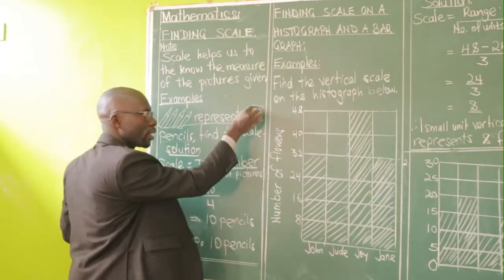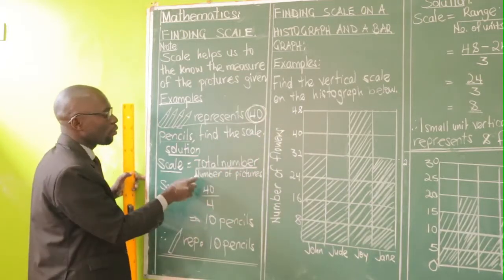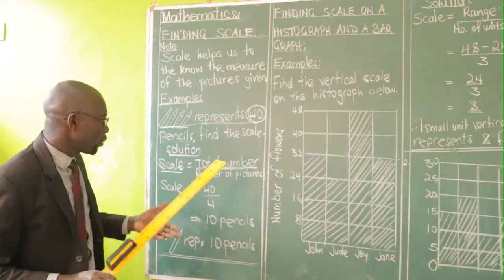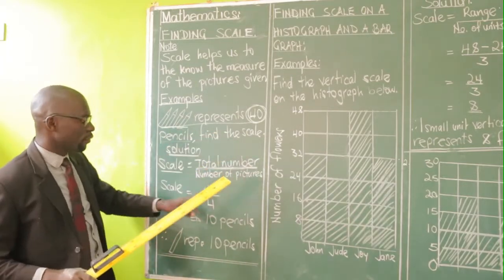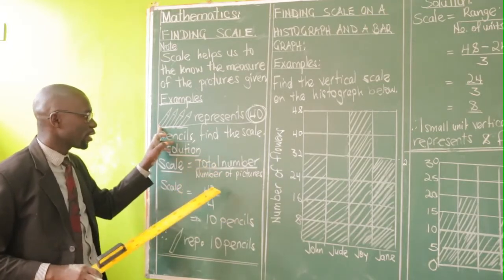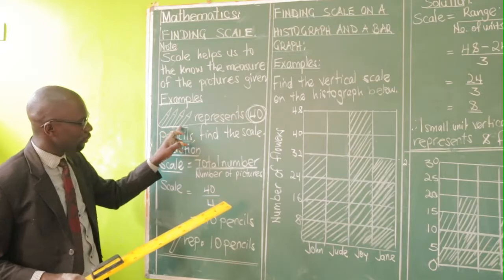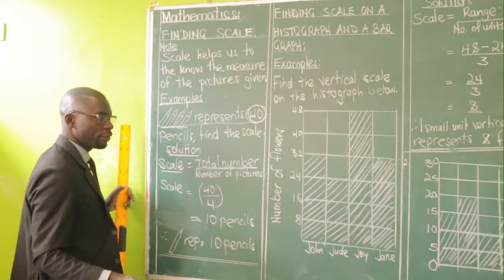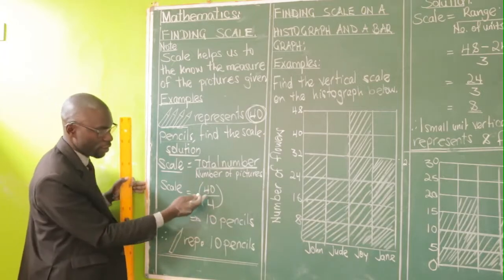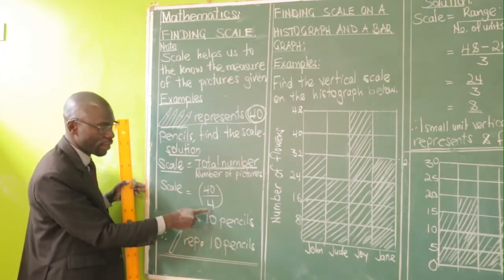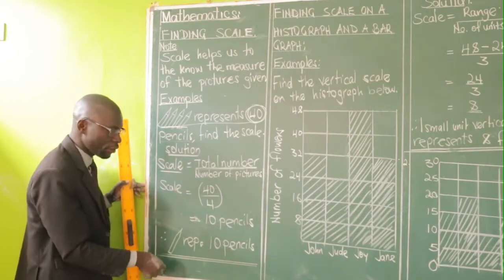The total number now given is this one here, out of the number of pictures that we've been given. So now when we put our total number, which is 40, up, and we say out of how many pictures are here? 1, 2, 3, 4 pictures. So we shall say it is 40 divided by 4. And now here, 40 divided by 4 gives us 10, because 10 times 4, we get back to 40.